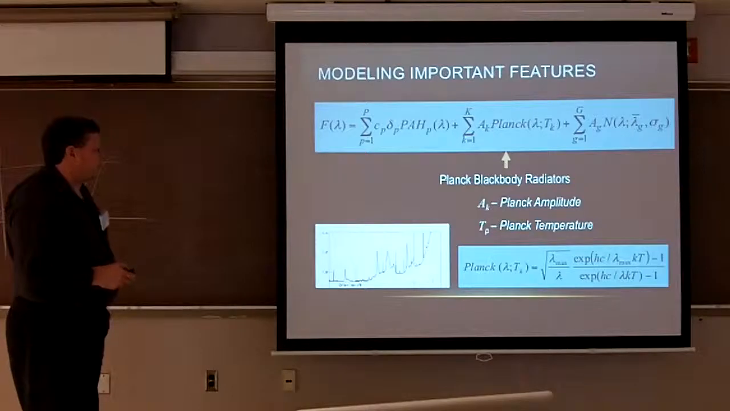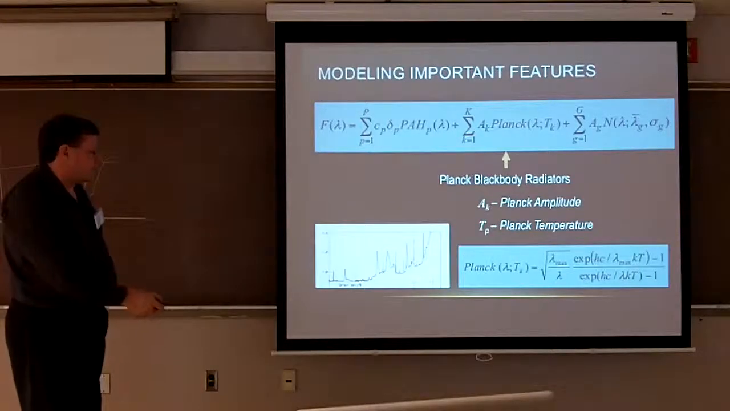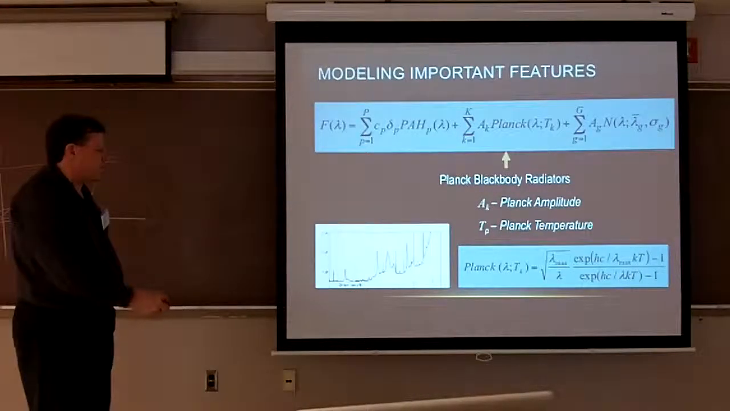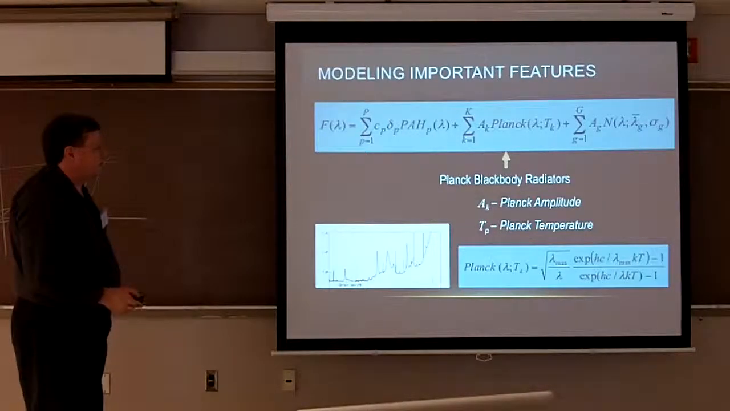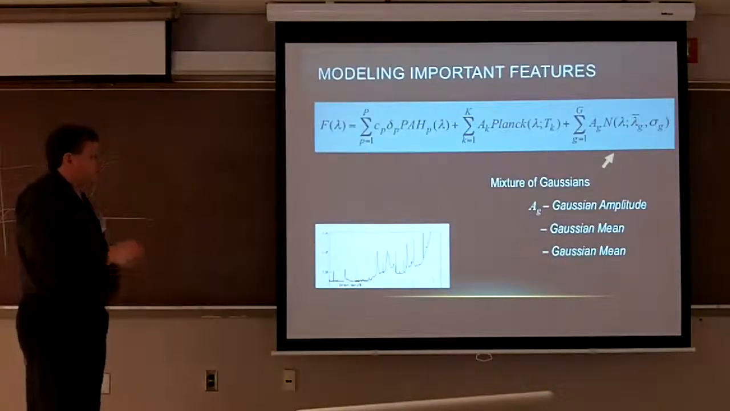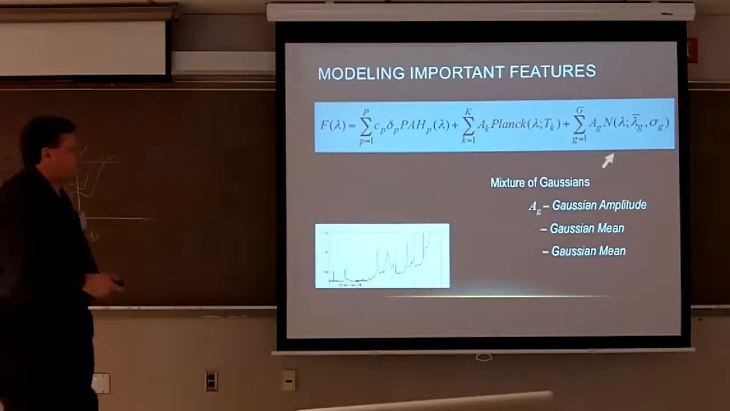So here's our Planck black body radiators. This is the expression for the Planck black body. So this is a parameterized model. That's very nice to handle. That's not so bad. This is the kind of throw up your hands, I don't know what to do with this part of the spectrum term.